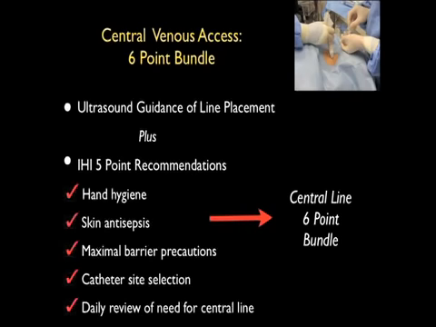So in conclusion, the central venous access 6-point bundle can potentially decrease the complication rate for our patients undergoing this procedure. Remember that we get to the 6-point bundle by adding ultrasound guidance of line placement to the IHI 5-point recommendations as shown below: hand hygiene, skin antisepsis, maximal barrier precautions, catheter site selection, going for those high lines over the low lines, and a daily review of the need for a central line.